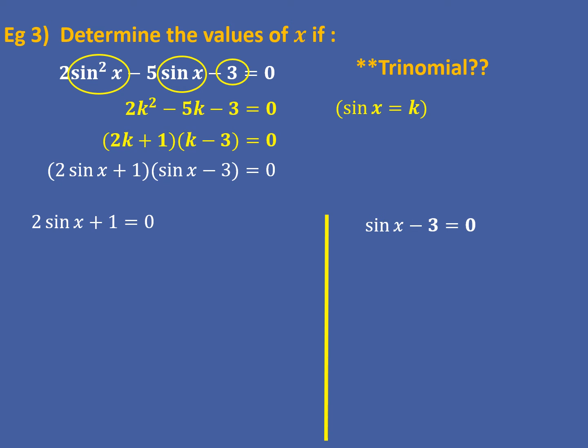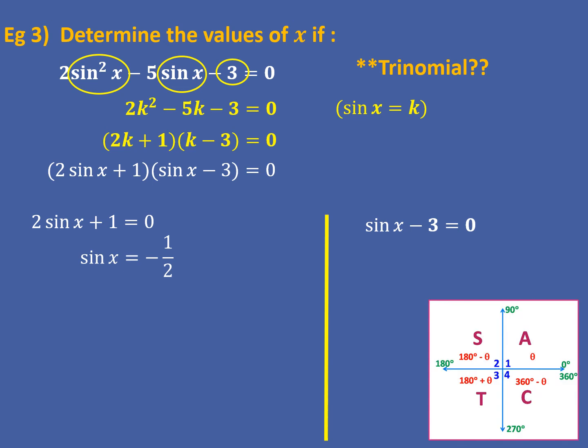Let's look at the left-hand side. So 2 sine x plus 1, I can take 1 over to the other side, becomes negative, and divide by 2. So I should be looking on the cast diagram where my sine is negative. And sine is negative in quadrant 3 and quadrant 4. So we need to work in quadrant 3 and quadrant 4. Now we've used our negative, we're not going to use it again.